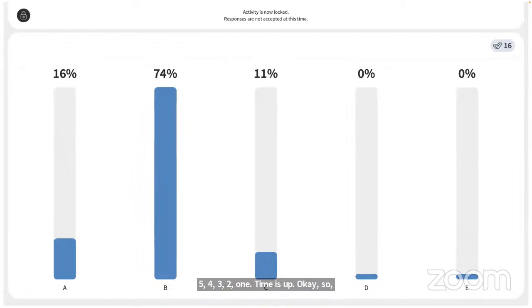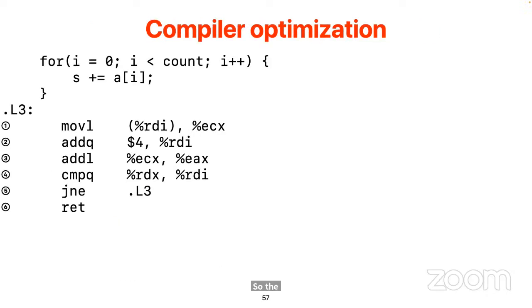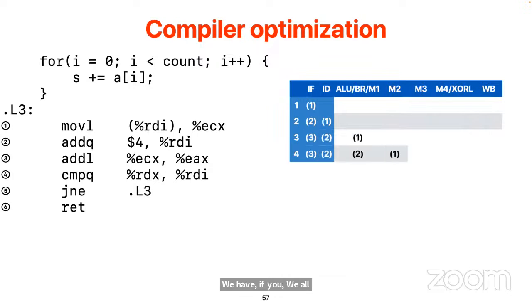Okay, so most of you think it's B, right? So maybe we can just fast forward this question. As you see, the answer is indeed B. If you look at the code we have here, if you reorder B and 2 and 3, it doesn't really affect the correctness, because for 2 and 3, do they have data dependency? No, they don't have data dependency.